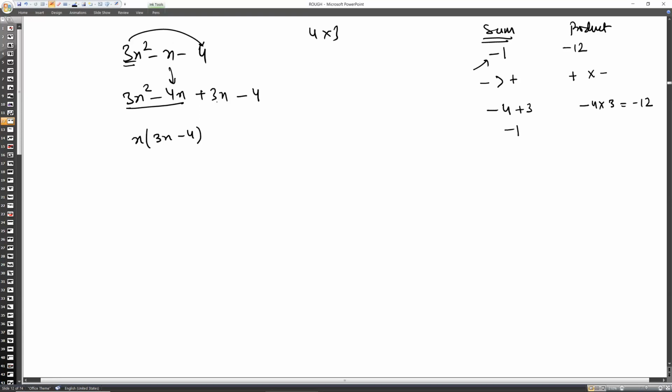And then what can you take common here? Nothing is common, so you can take plus 1 as common. So you'll get 3x minus 4. These two are the same. So you get x plus 1 and 3x minus 4. This is the answer.